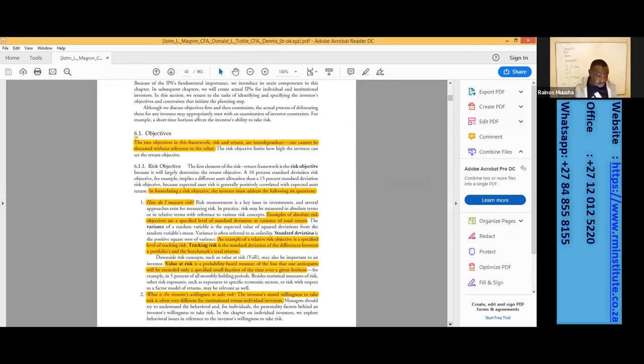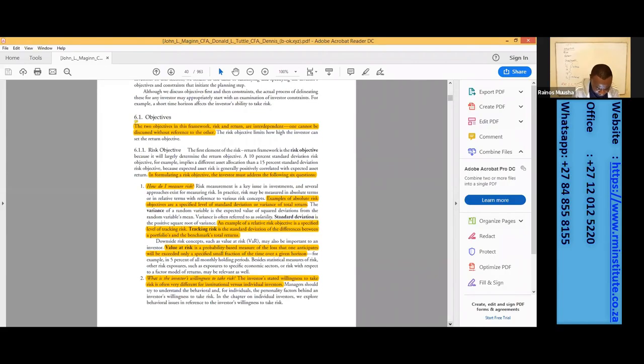We're going to look at it later on in the chapters. I think it's either in chapter 8 or chapter 12 of the textbook. So we're going to be looking to see exactly how you calculate the tracking risk as well. We are going to be covering it.